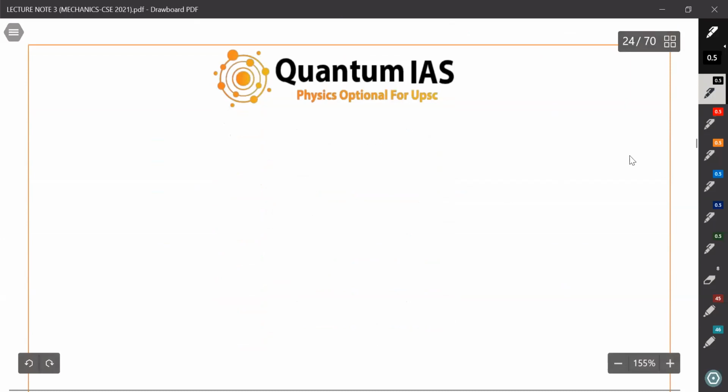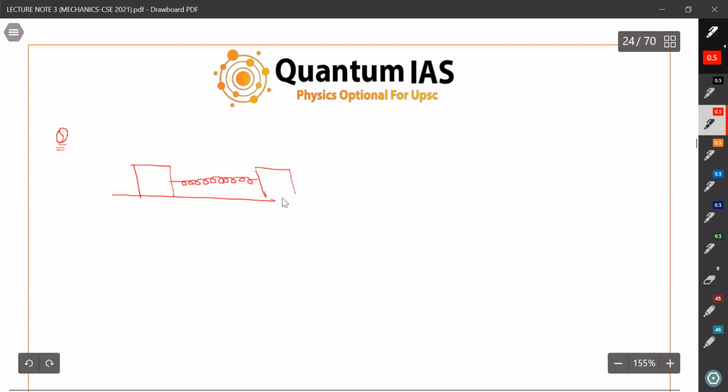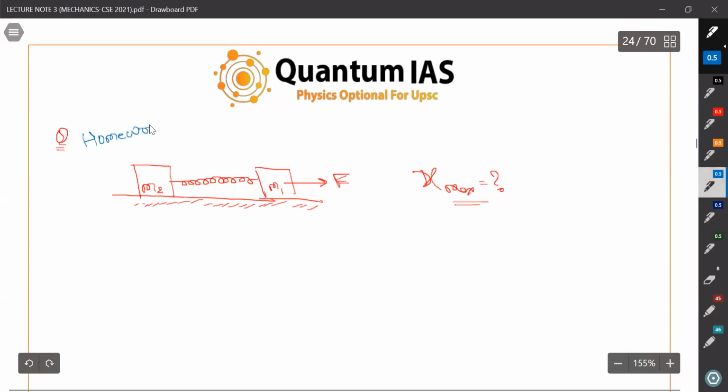Okay. One more thing. What will happen if we apply some force on it? Let's suppose this is m1, this is m2. What happens if we apply force on it and still we find the maximum elongation? Okay, so I want you to solve it as homework, because you should do some part on your own also.